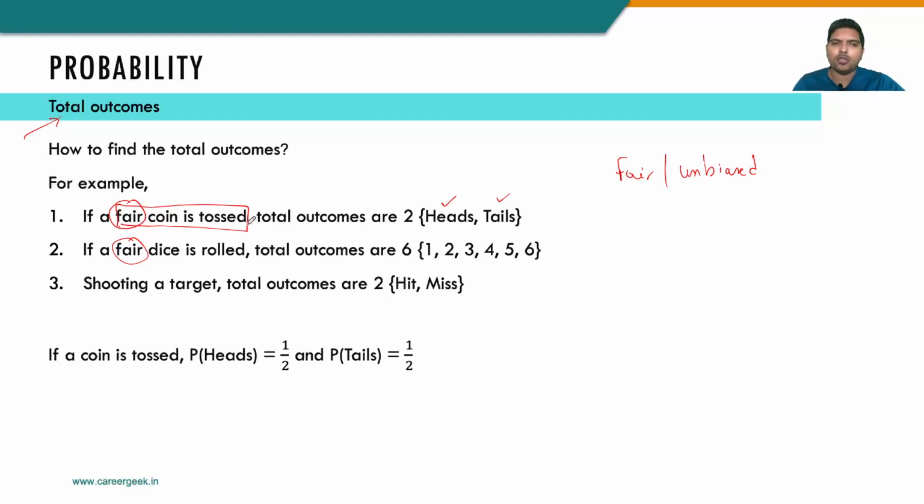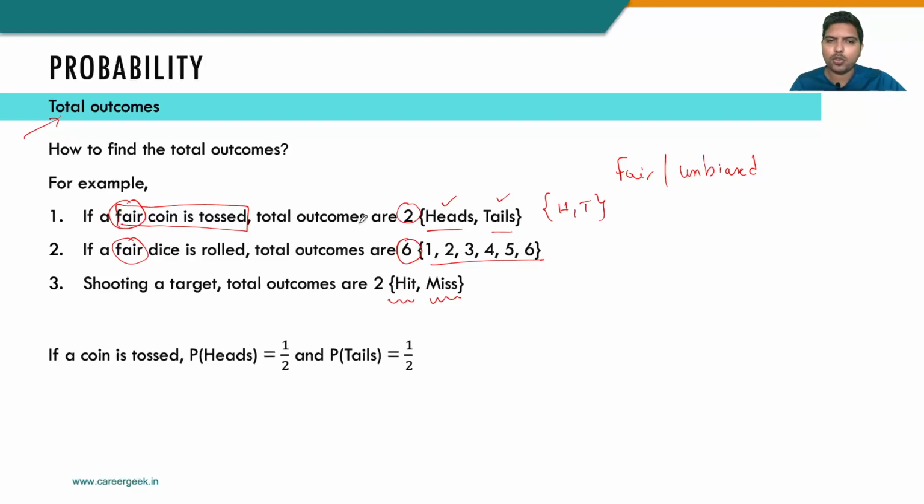So when a coin is tossed, the total outcomes are two, basically heads or tails. There is no third outcome. Similarly, when a dice is rolled, total outcomes are 6. 1, 2, 3, 4, 5, 6. Similarly, let's say when you're shooting a target, there are only two outcomes. Either you hit the target or you miss the target. The probabilities can be varying.